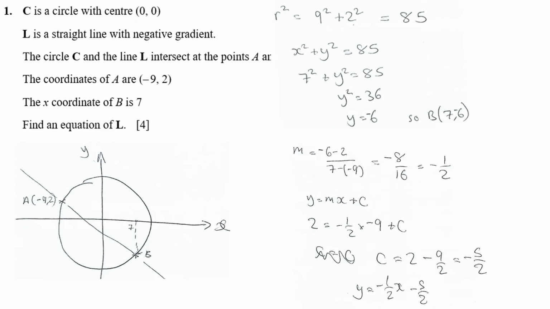So I did y equals mx plus c, and I could have used the B 7 comma -6, but because we were given -9 comma 2, that's what I decided to use. I substituted the y, the m, the x, and I rearranged it to work out what c is. And that was my equation. y equals -0.5x minus 5/2. Okay.